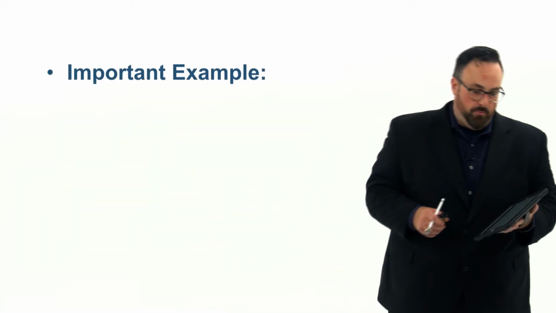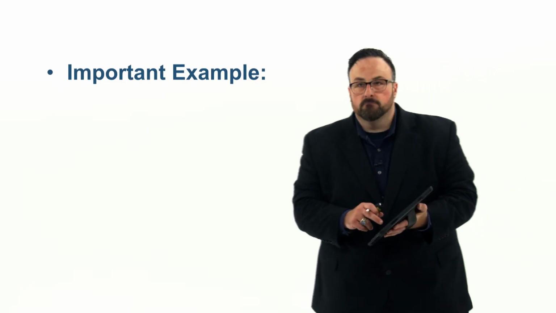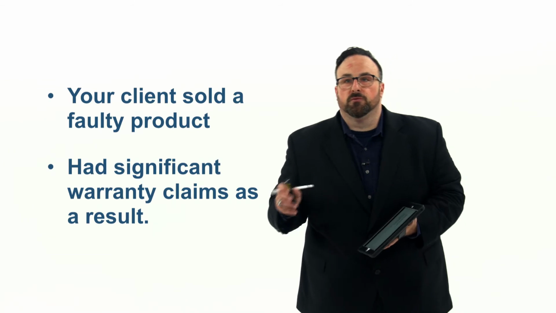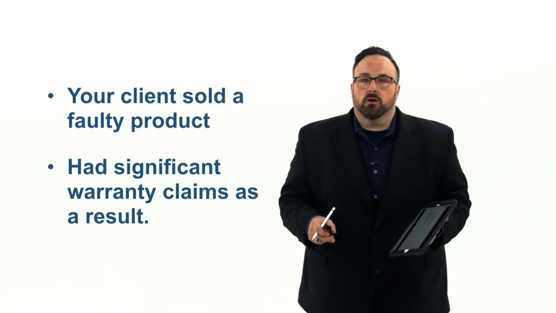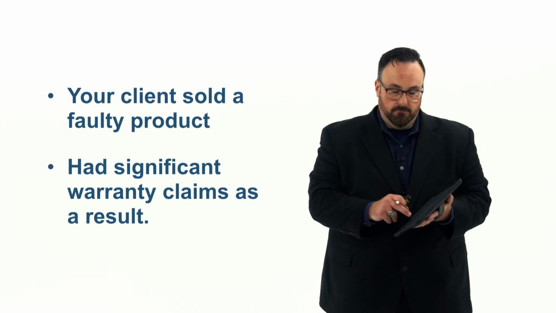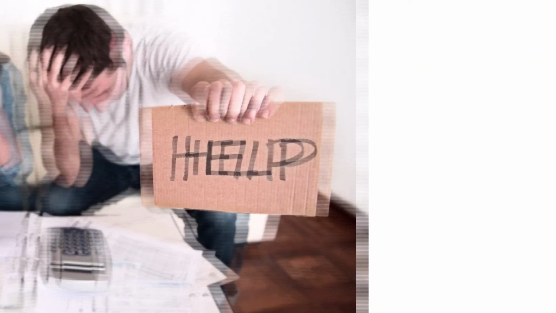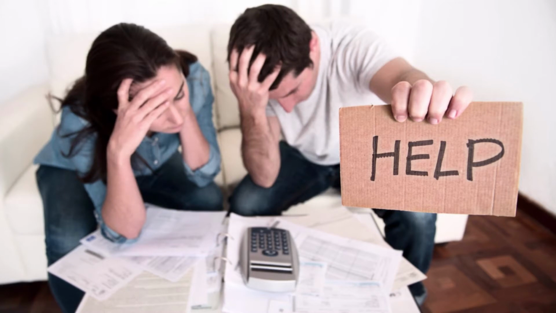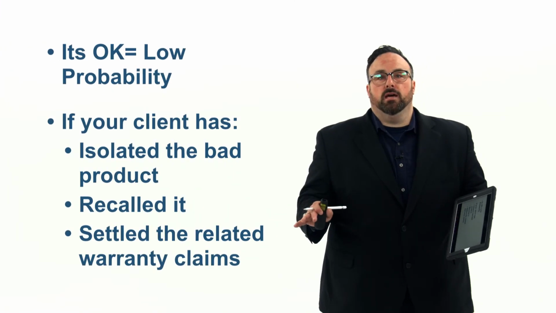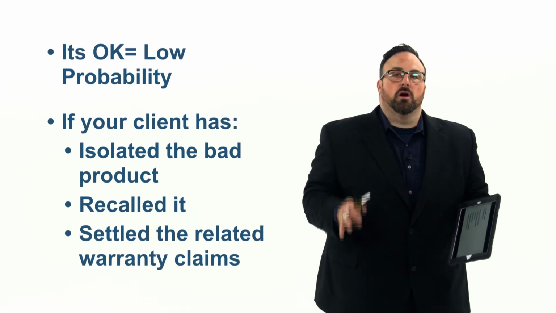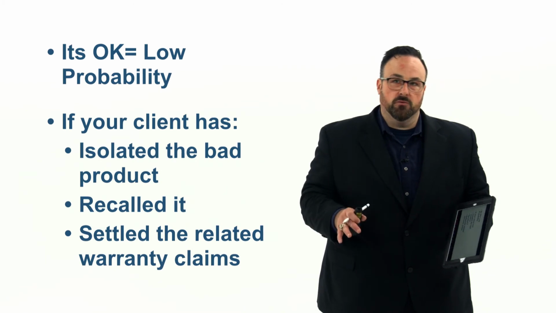Here's an important example. Your client sold a faulty product. They had significant warranty claims as a result. Not the best situation, especially if you're a business owner. Help me out. What do I do? Well, in this case, it's okay. It falls under low probability, even though it was a faulty product.